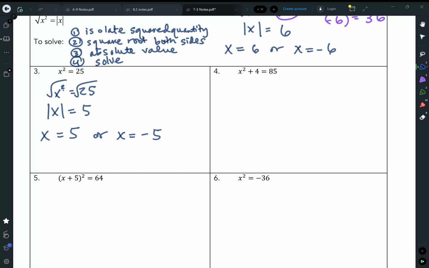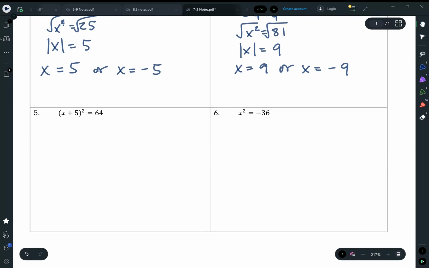On the next one, first I need to isolate my squared quantity, so I want to get the x squared by itself by subtracting 4 on both sides. Then I have x squared is equal to 81. To get rid of a square, the inverse operation is to square root both sides, so squares and roots are inverses. Every operation has an inverse. If I have an x squared and then a square root, I have absolute value. Square root of 81 is just 9, and so x must equal 9, or x could equal negative 9.